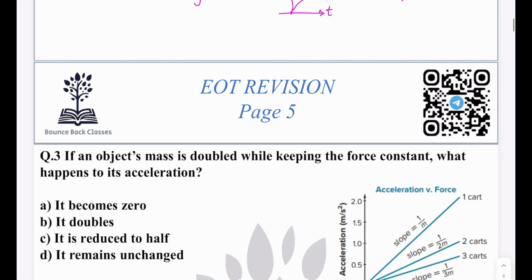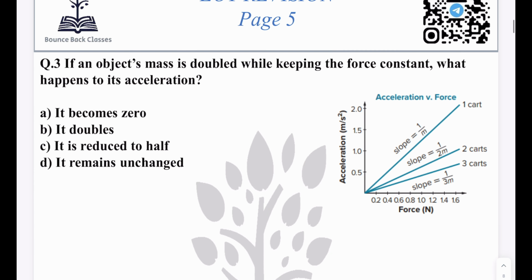Okay, next question. Now what is he trying to ask us? If the object's mass is doubled, as we know mass is equal to force F net over acceleration, yes or no? Mass becomes double while keeping the force constant. Okay, so can I say mass is inversely proportional to acceleration? So if mass becomes double, then acceleration becomes half.